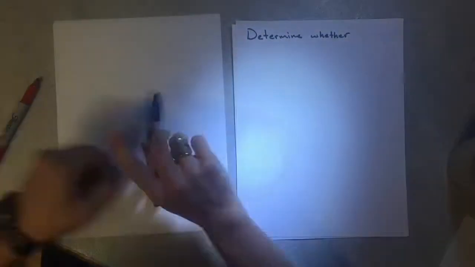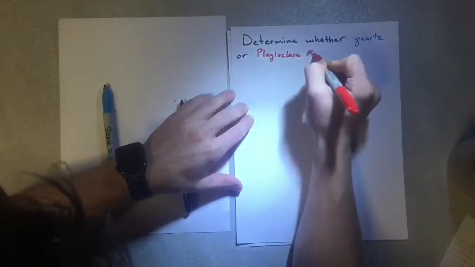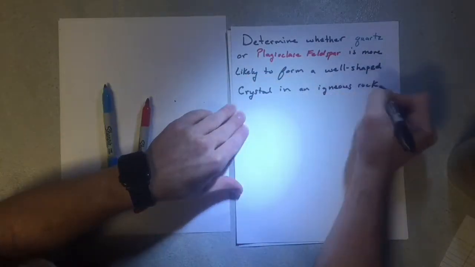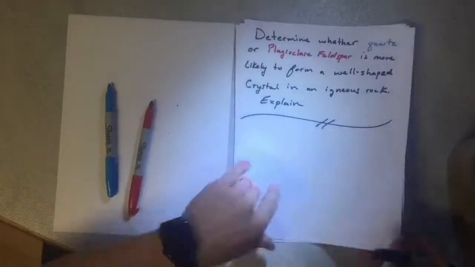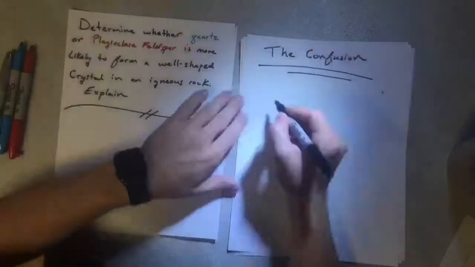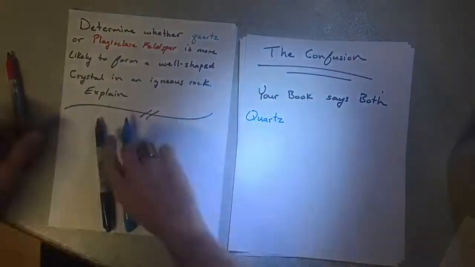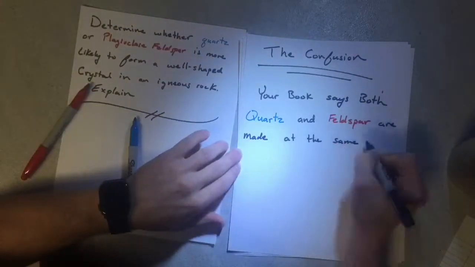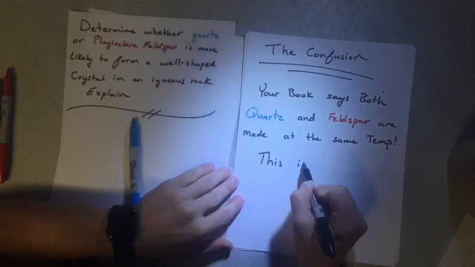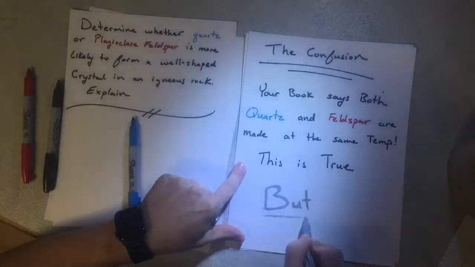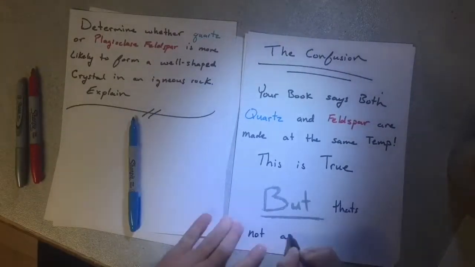Okay, so we had a problem on our homework last week that was puzzling for all of us. The problem was to determine whether quartz or plagioclase feldspar is more likely to form well-shaped crystals in an igneous rock, and then of course explain. Now the confusion came from when your book says quartz and feldspar are made at the same temperature. Now this is true, but on the other side of the coin, that's not the entire story.